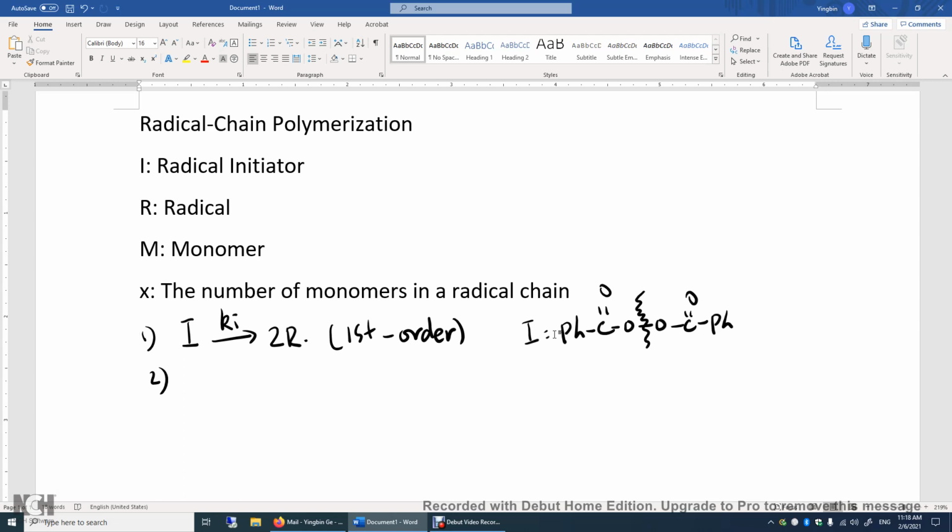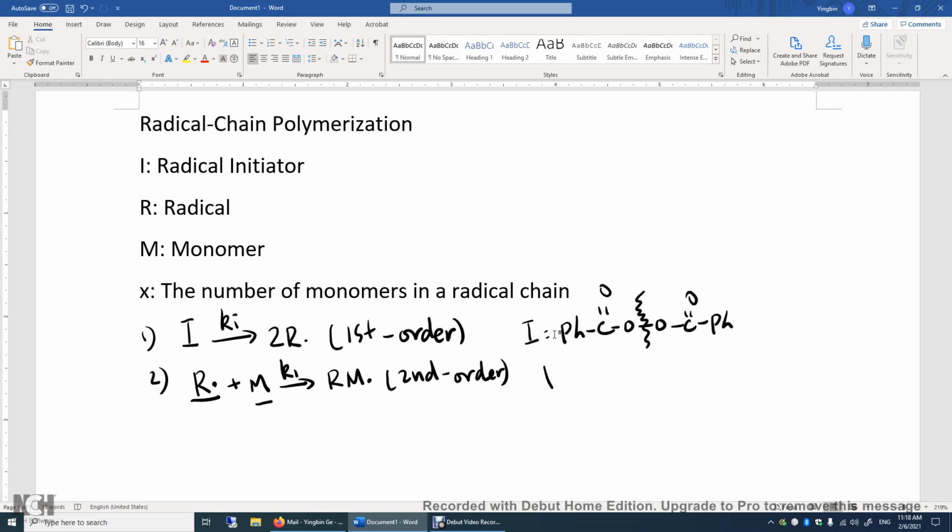The second step is called activation. So the radical can react with a monomer. I'm going to use k sub 1 as the rate constant. And then we form R M 1. This is a second order reaction. As you can see, we have two reactants, R dot, this is a radical, and a monomer. If you look at the coefficients in front of R dot and M, they're both 1. So this is a second order elementary reaction.